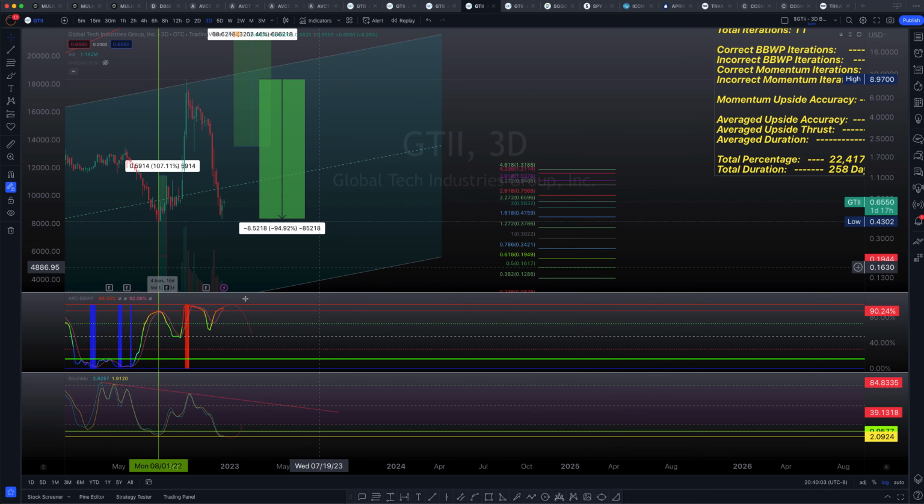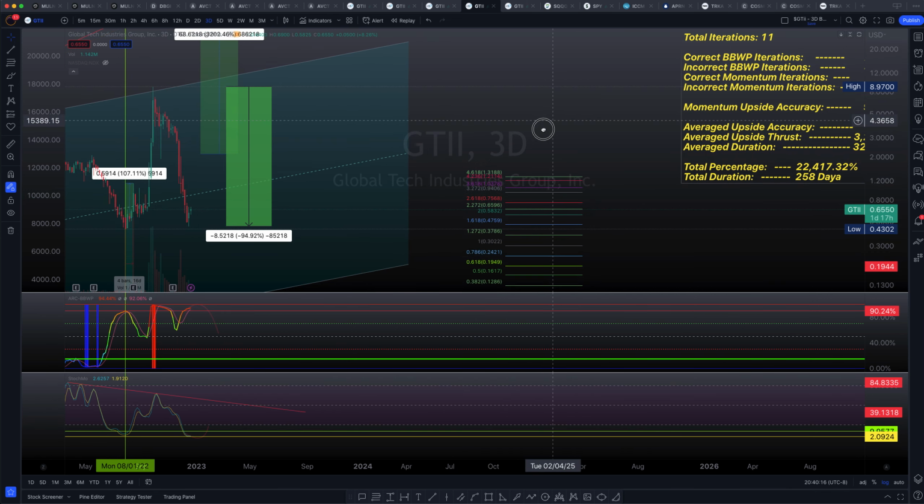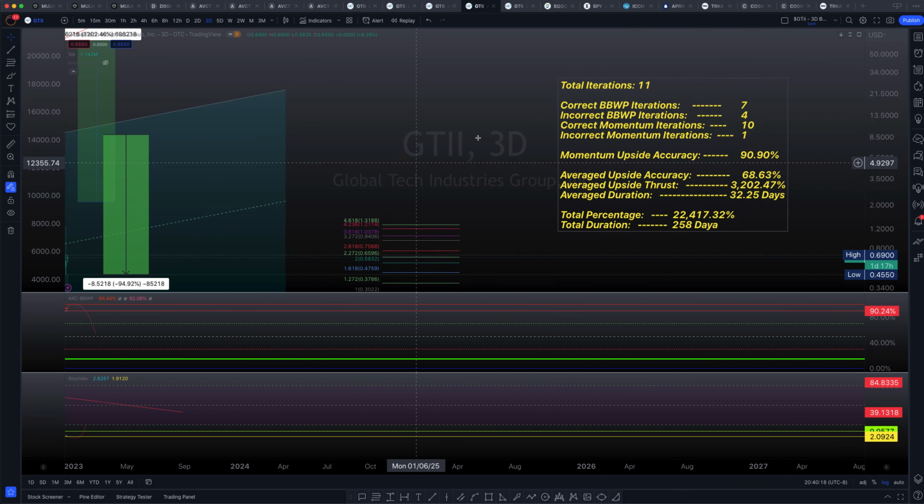Before I go over the volatility versus momentum profile, I'm going to let you know that I did backtest the stochastic momentum indicator by itself in the GTii asset, particular to the 3-day time frame. Out of a total of 11 iterations, the momentum oscillator guessed the upside correctly 10 out of those 11 times, giving us a 90% momentum upside accuracy.